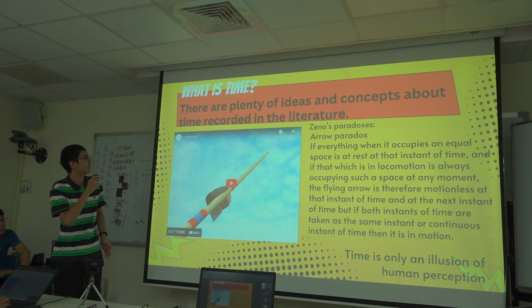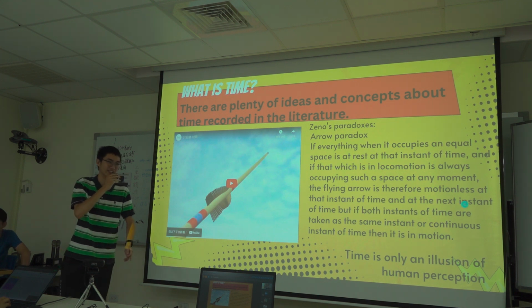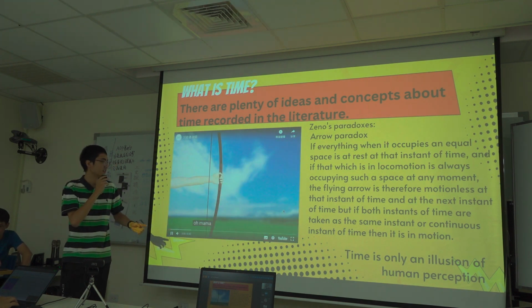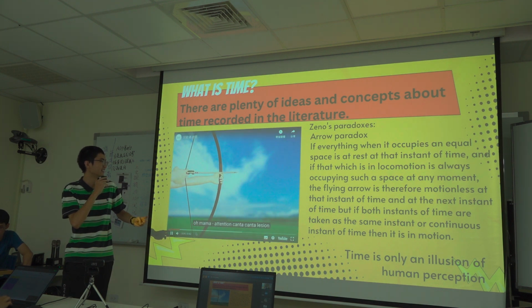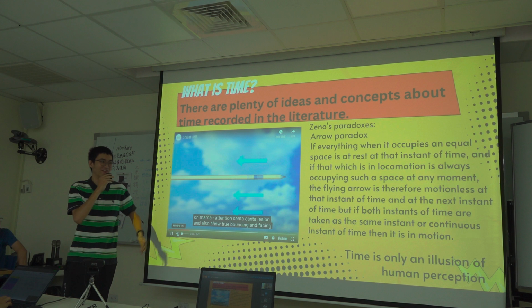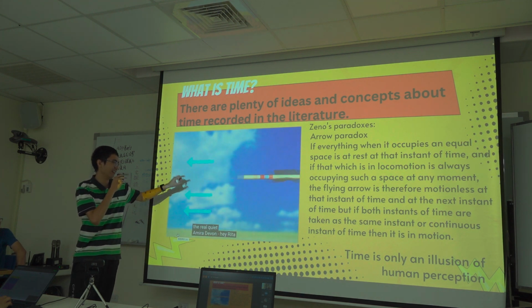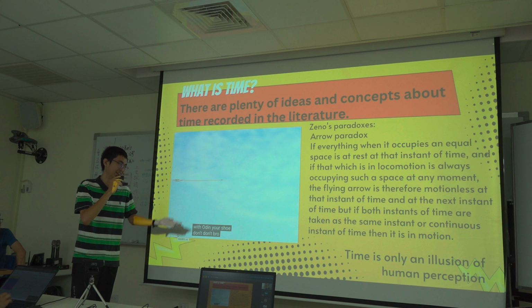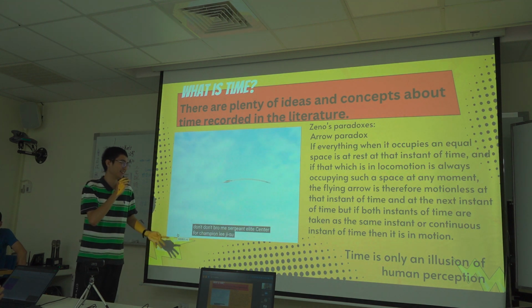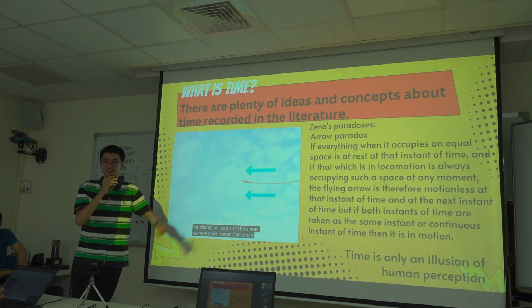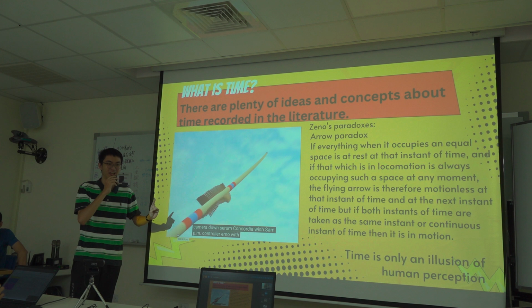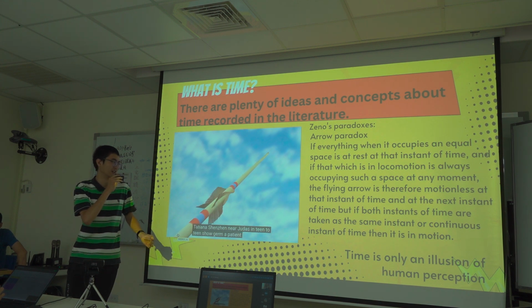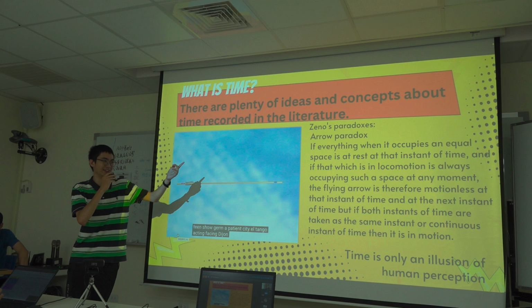Zeno's paradox says that if the arrow is stopped at every moment, like the arrow is stopped at any moment, but it moves, so it is a paradox, because it is stopped at any moment but it moved. And Zeno doesn't fix the time.